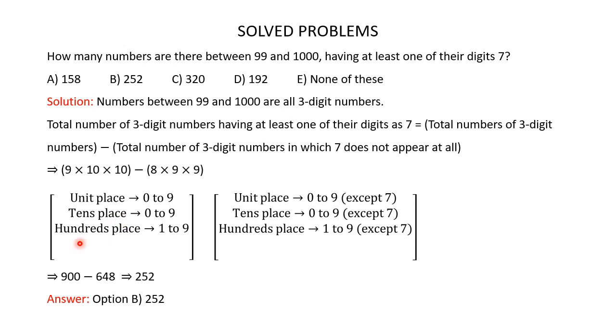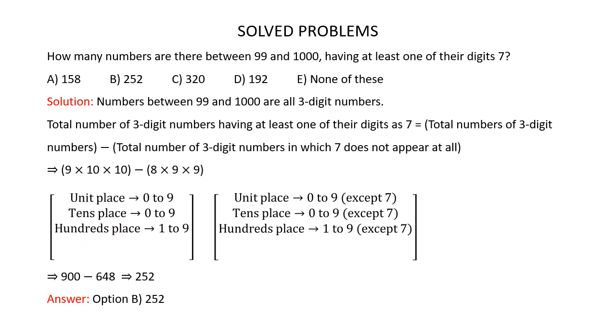Now for the hundreds place, there are only 9 choices. That is only 9 digits from 1 to 9, because if you put 0 in the hundreds place, then you will not get a 3-digit number. You will get a 2-digit number. So the hundreds place has only 9 choices. So the hundreds place can be filled in 9 ways.